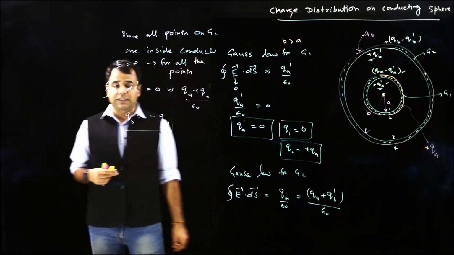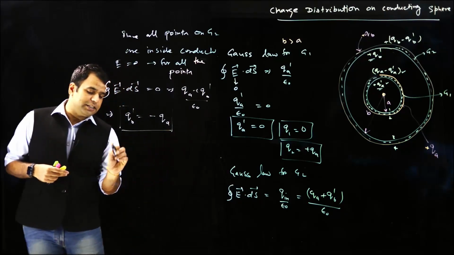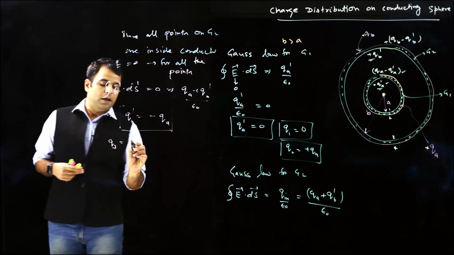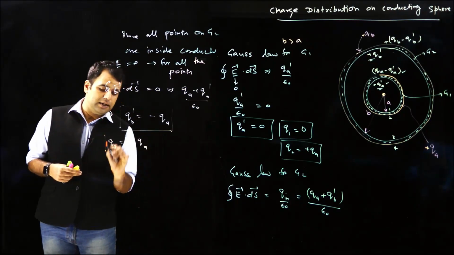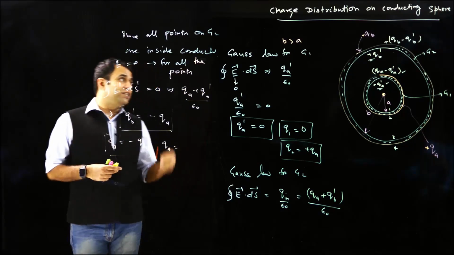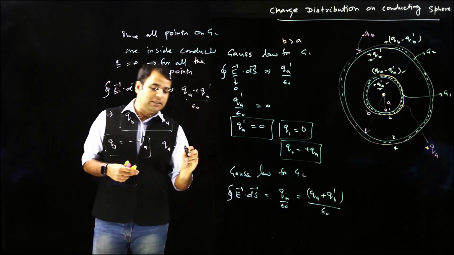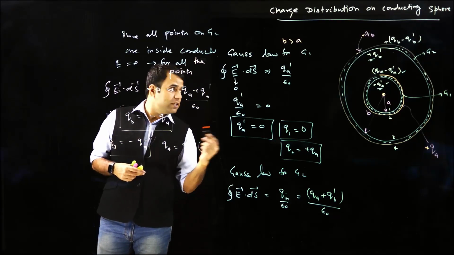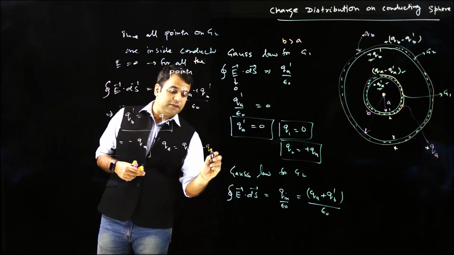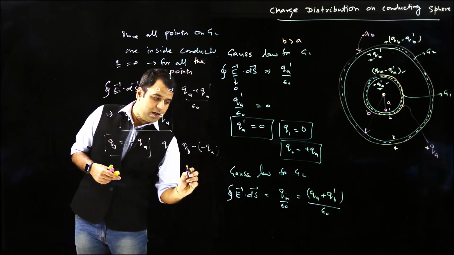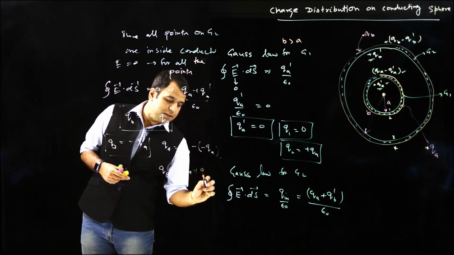That's a negative charge which is coming there. So the charge on the third surface is minus QA, and the charge on the fourth surface is QB minus QB dash. So QB minus of QB dash, which is QB plus QA. That makes Q4 equal to QA plus QB.